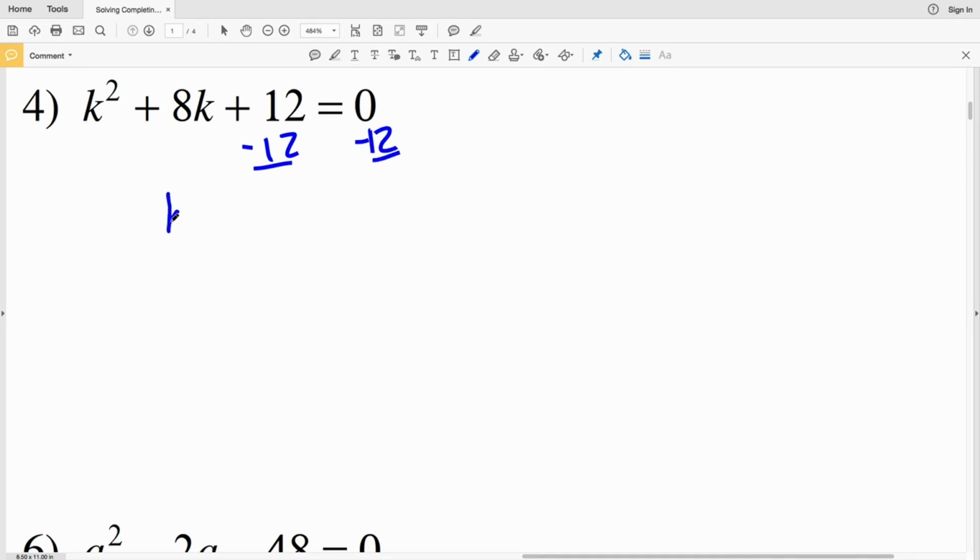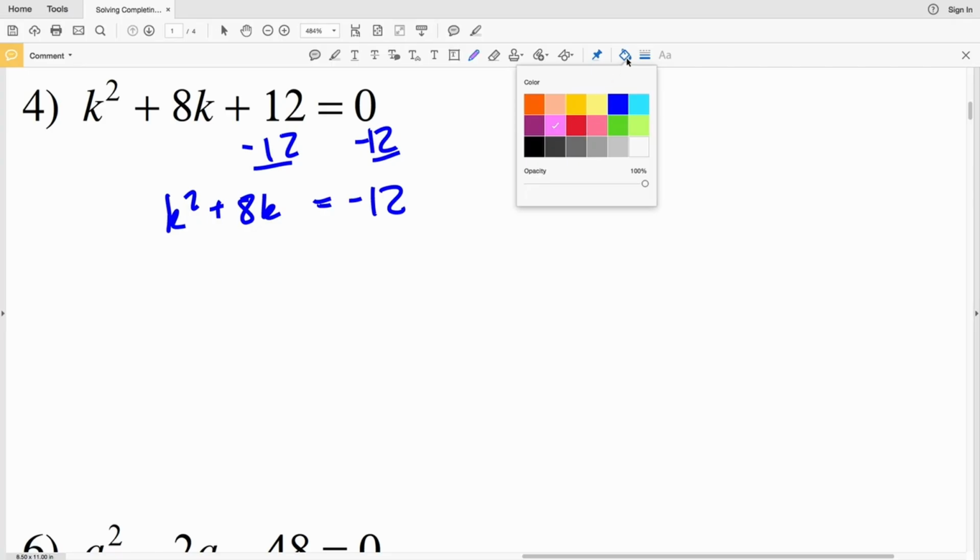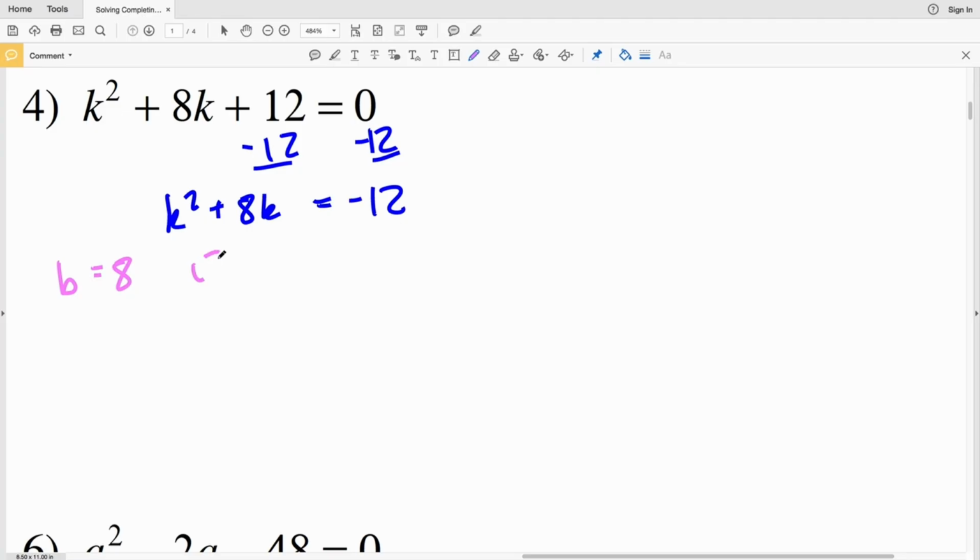Moving on to number 4, again, I'm going to move my constant to the other side of my equation. So I'll have k squared plus 8k equal to negative 12. Now I'm going to complete this square on my left-hand side by adding c. b in this case is equal to 8. So my c value, (b over 2) squared, is going to be (8 over 2) squared, which equals 4 squared, which is 16.